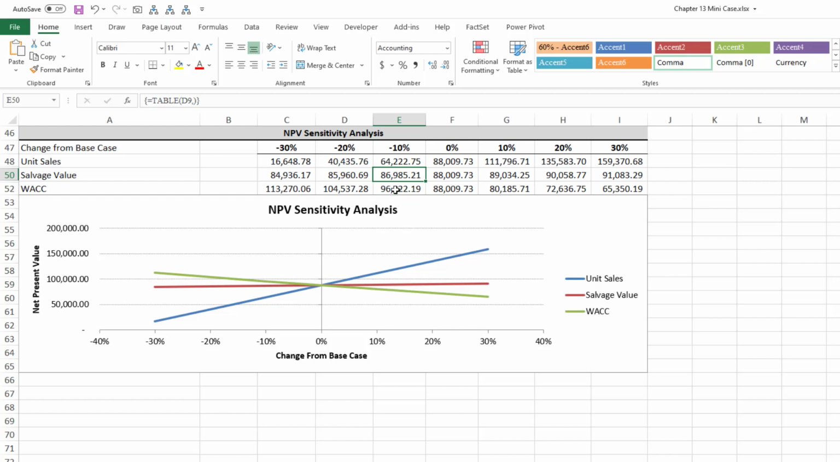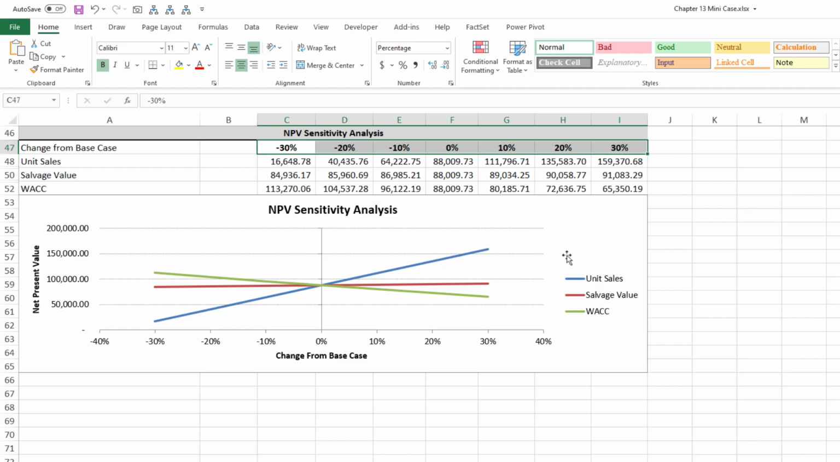And if we reduce the weighted average cost of capital by 10%, the NPV rises. Remember, the NPV and the cost of capital move in opposite directions. So if the cost of capital goes down, the NPV goes up. And it went up by a fair bit, a little over 8,000. So I said in this case that my two important variables were unit sales and the cost of capital. And then the chart is just these NPVs charted against these changes. And again, the steeper the line, the more important the variable is.